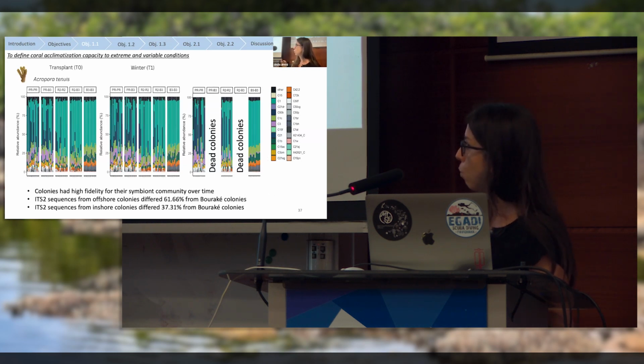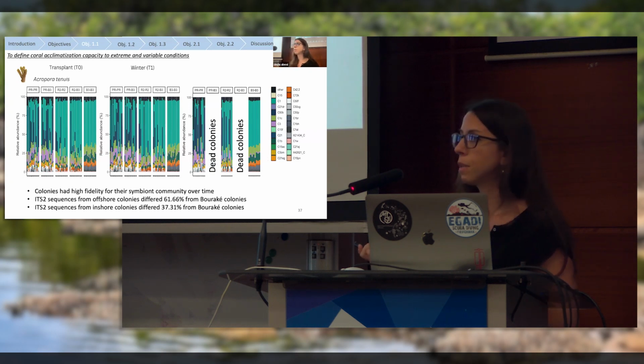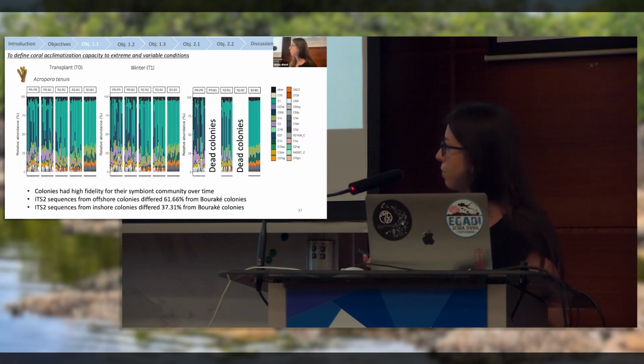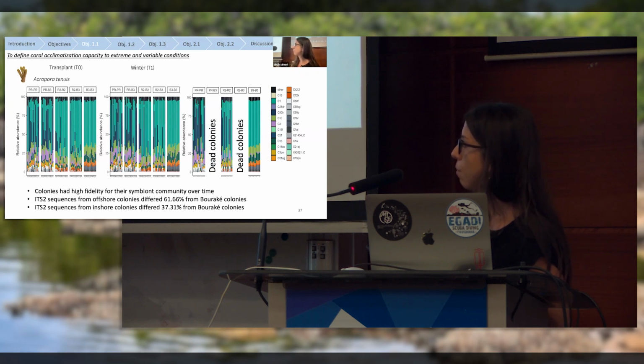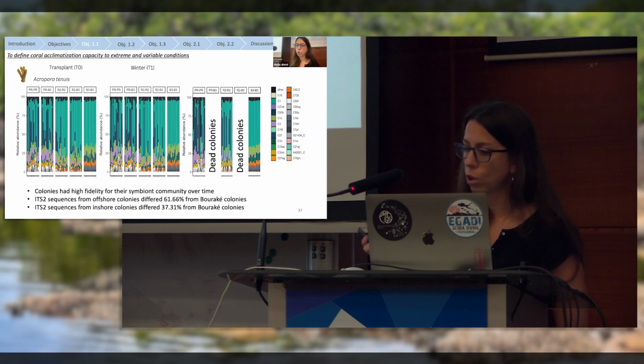Now here is Acropora tenuis, which had exactly the same type of trend. It just looks a bit more confusing because normally Acropora species have more species that live in symbiosis with them, so a more diversified community. Anyway, it's the same trend. The reference corals kept the same major sequences when they were transplanted, and we observed similarity between the Bouraké colonies and the inshore colonies.